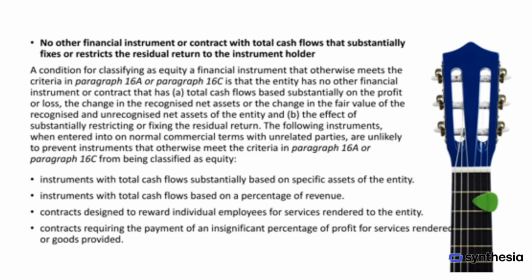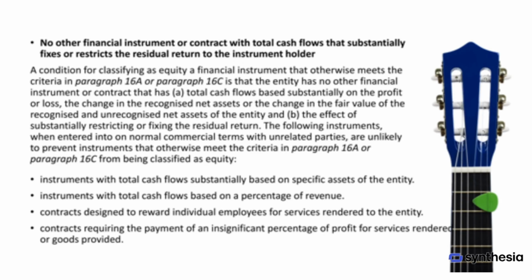For a financial instrument that otherwise meets the criteria in paragraph 16A or 16C to be classified as equity, one condition is that the entity does not have any other financial instrument or contract that both bases its total cash flows substantially on the profit or loss, or the changes in recognized or unrecognized net assets, and at the same time substantially fixes or restricts the residual return to the instrument holder.